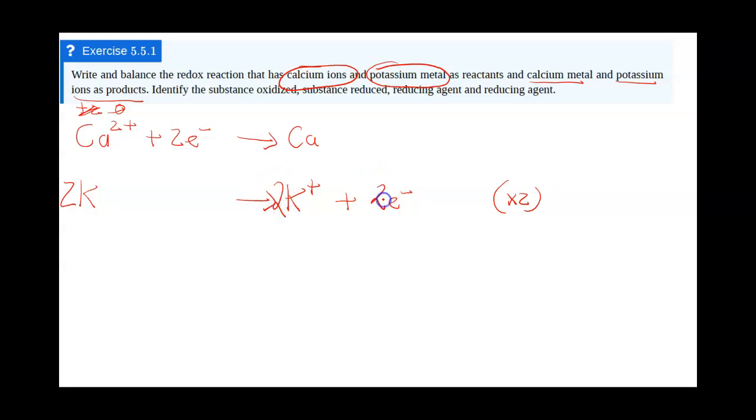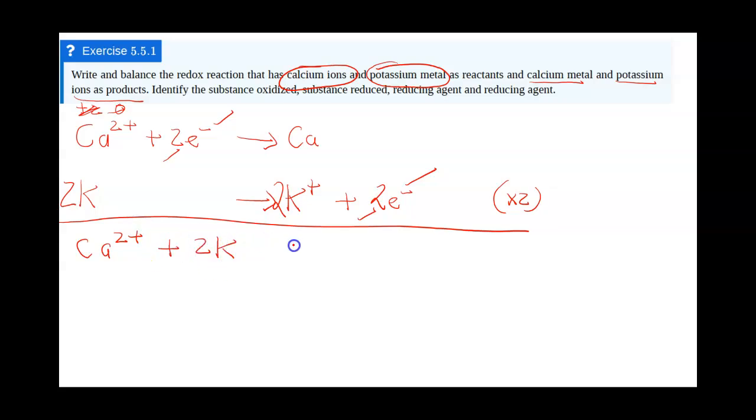And there we are. We have a situation where the electrons that are consumed in the first step equal in number the electrons that are being produced in the second step. So at this point, I can add these two equations together, cancelling out the electrons that appear on opposite sides of the arrow. So the reaction will be Ca2+ plus 2 K gives 1 Ca and 2 K+.